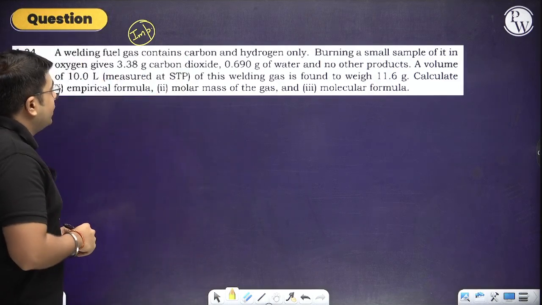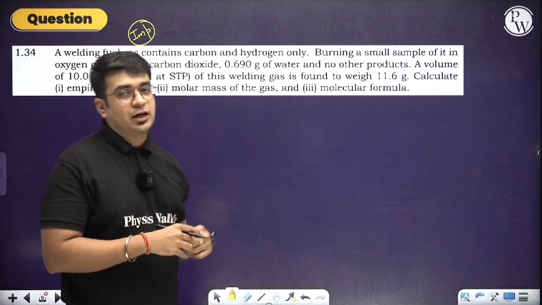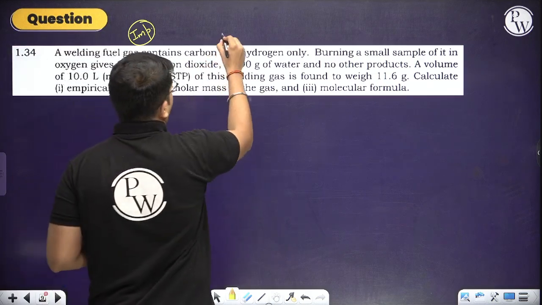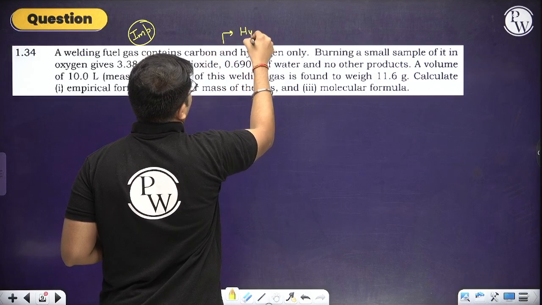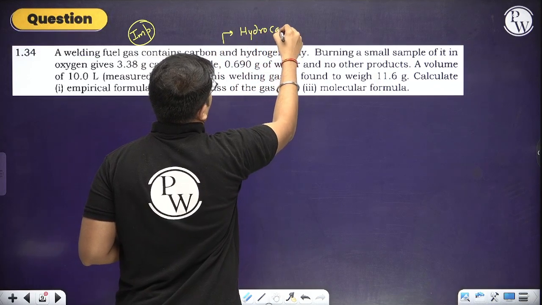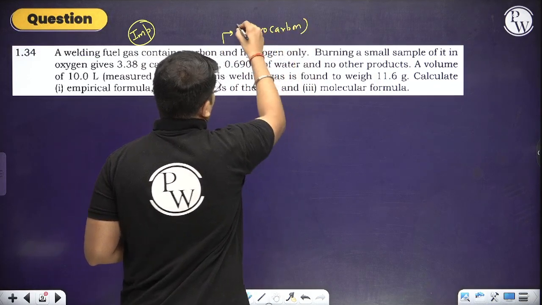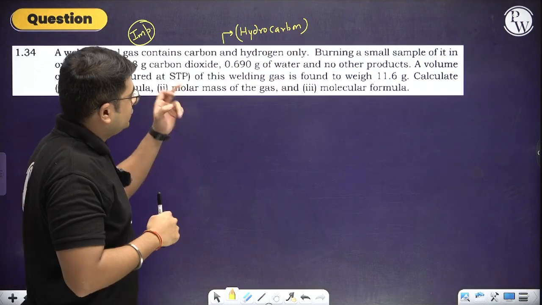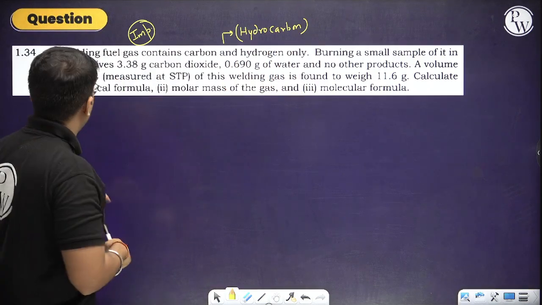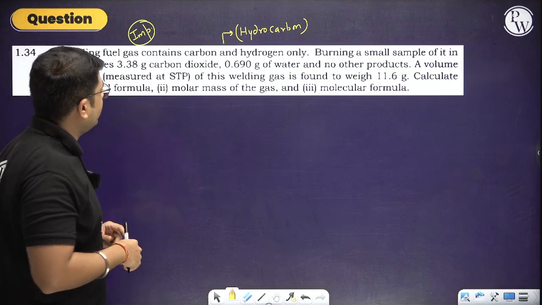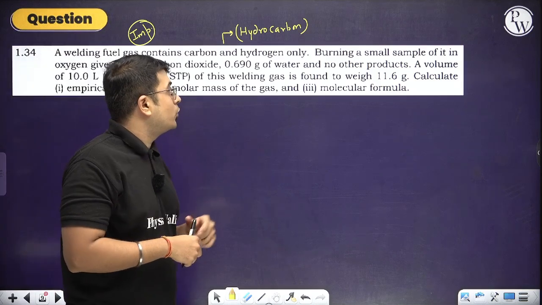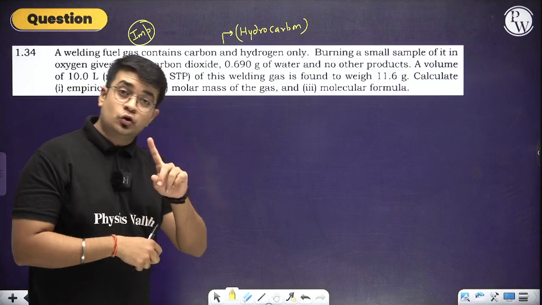Question says a welding fuel gas contains carbon and hydrogen only. So we are talking about hydrocarbon. Definitely in this question we have the species which is hydrocarbon. Okay, now this question has two parts. First information is burning a small sample of it in oxygen gives 3.38 gram carbon dioxide and 0.69 gram of water and no other products.